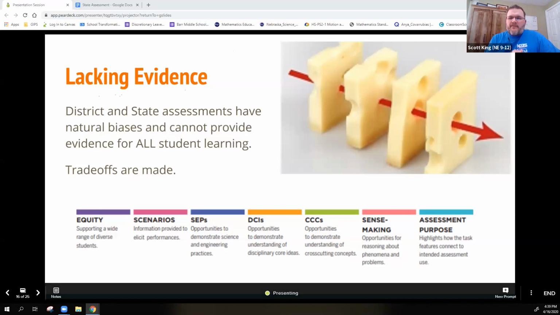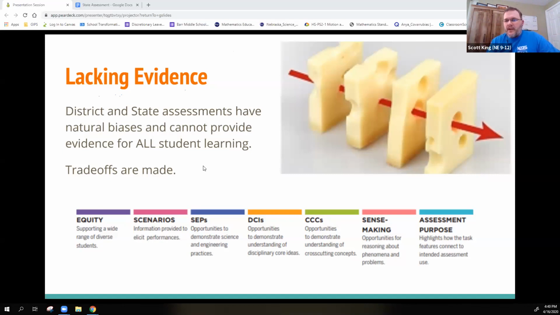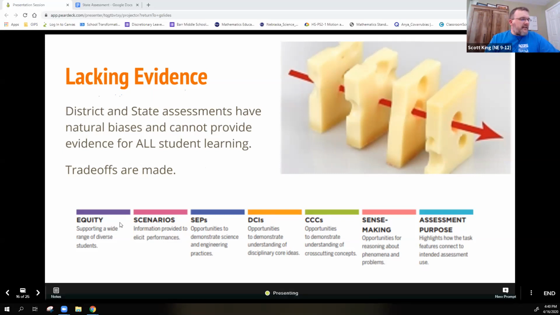One of the things about every single level of testing that occurs, whether it be in your classroom all the way up to the state, is you have to realize trade-offs are being made all the time. So at the state level, maybe we aren't necessarily dealing with equity in the same way. Maybe at the state level, we're not dealing with a phenomenon and understanding how students think through a phenomenon and that sense-making piece that we have. So we have this lack of evidence. Anya is going to take us to the next slide.